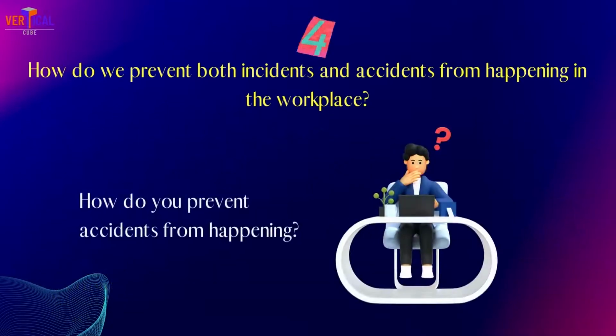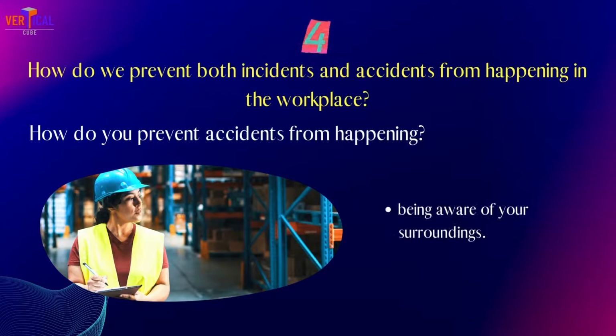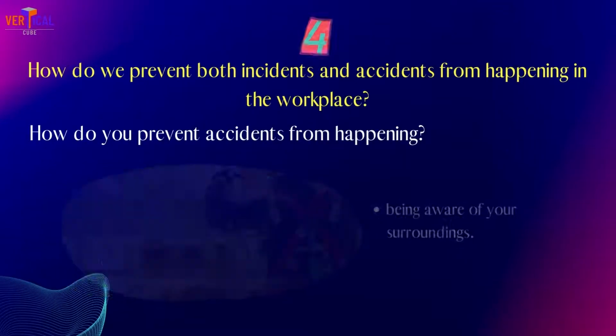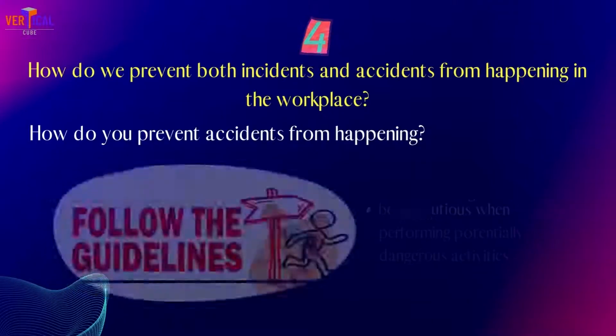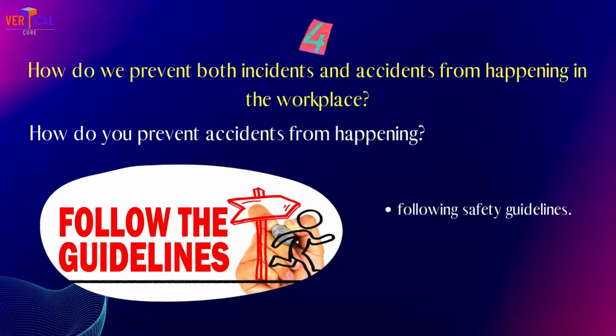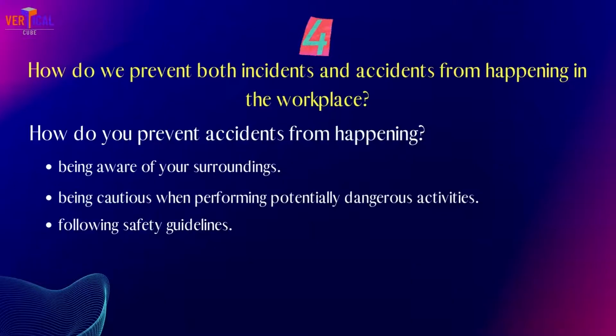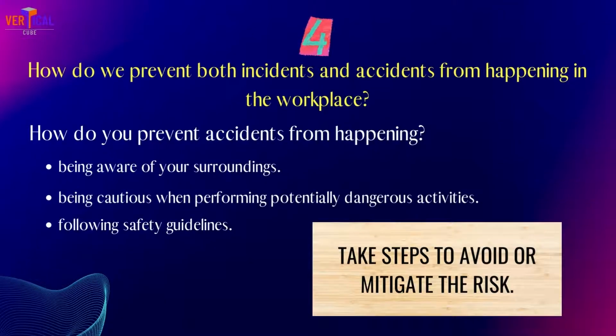This time, let's talk about how to prevent an accident. There is no definitive answer to this question. Depending on the situation, there are a variety of things that can be done to help prevent accidents from happening. Some general tips include being aware of your surroundings, being cautious when performing potentially dangerous activities, and following safety guidelines. Additionally, if you are aware of any potential hazards in your area, take steps to avoid them now, or mitigate the risk.